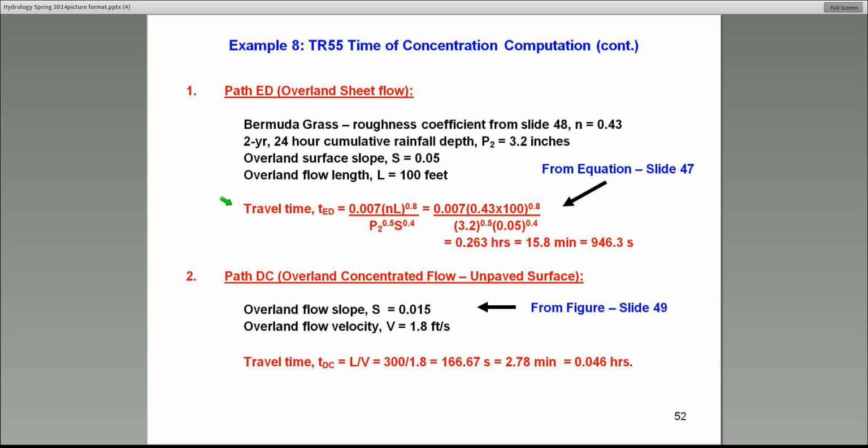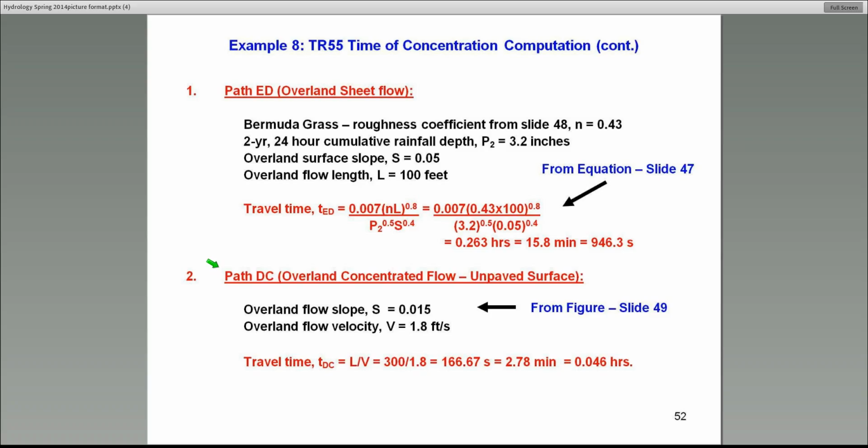So in this case, the first component is overland sheet flow. It is Bermuda grass. I've given you the n value, and here's the overland surface slope of 0.05, and that plugs right into this formula. There's the slope term right here. Obviously travel time is inversely related to slope, because the milder the slope, the water is going to be held back. It won't travel as fast. And so in this case, that's the first travel time.